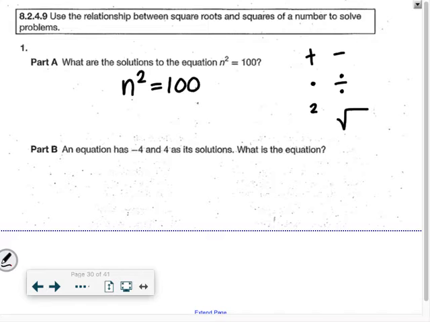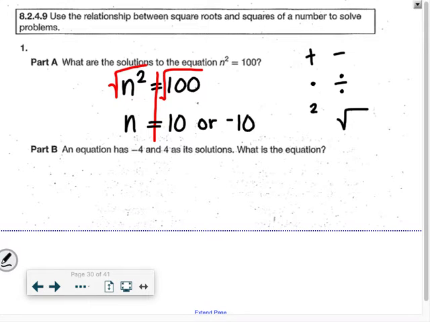So in order to solve this equation n squared equals 100, we need to know what n is, not what n squared is. So to get rid of that exponent 2, I need to take the square root on each side. The square root of n squared is n, and the square root of 100 is 10 or negative 10. Remember that there are technically 2 square roots.